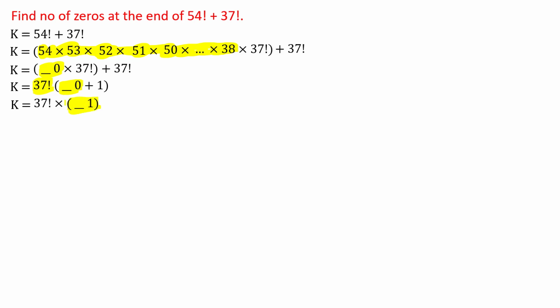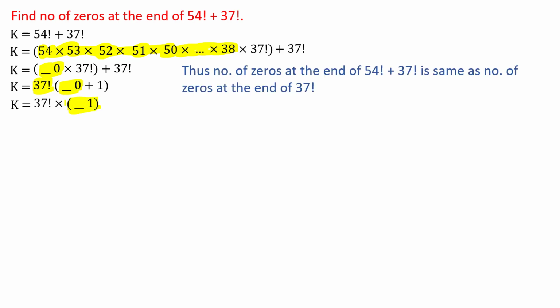So the number of zeros at the end of 54 factorial plus 37 factorial is the same as the number of zeros at the end of 37 factorial. So we want to find the exponent of 5 in 37 factorial. Divide 37 by 5, the quotient is 7, and divide 7 by 5, the quotient is 1. So the sum of quotients is 7 plus 1, which is equal to 8. So the number of zeros at the end of 54 factorial plus 37 factorial is going to be 8.